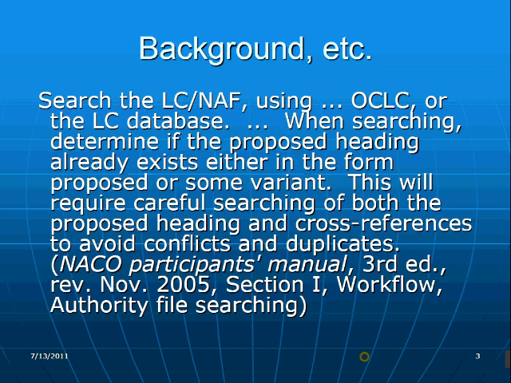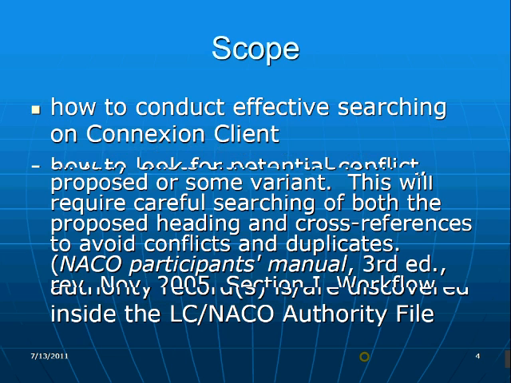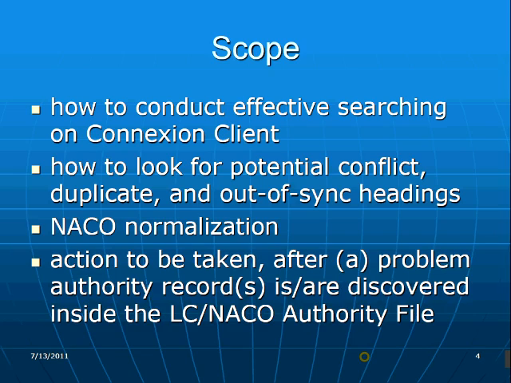The theme of this webinar is this quotation. Search the LC name authority file using OCLC or the LC database. When searching, determine if the proposed heading already exists, either in the form proposed or some variant. This will require careful searching of both the proposed heading and cross-references to avoid conflicts and duplicates.